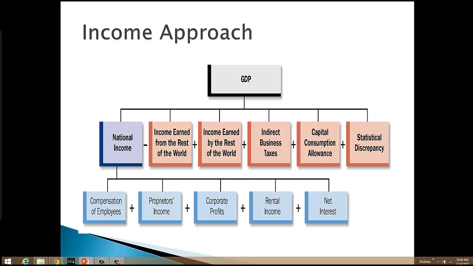So those two together, income earned from the rest of the world and income earned by the rest of the world, give us that net foreign factor income. We also add back those taxes because they're included in the purchase price when calculating the expenditure approach, but they don't show up as profits to the producers. We add back that capital consumption allowance related to depreciation, and then there's our statistical discrepancy there as well.